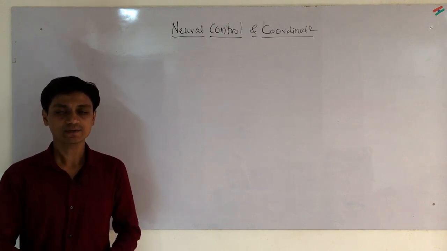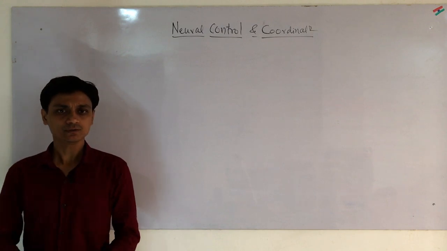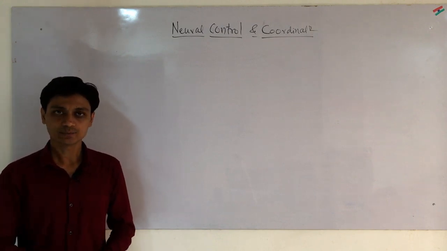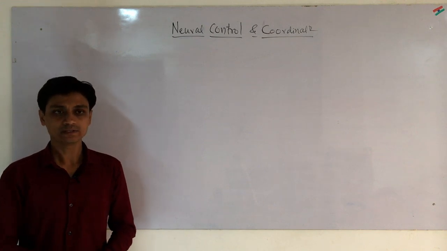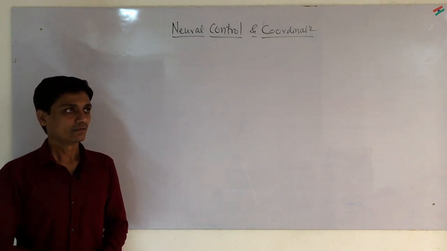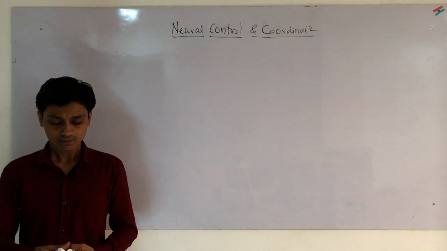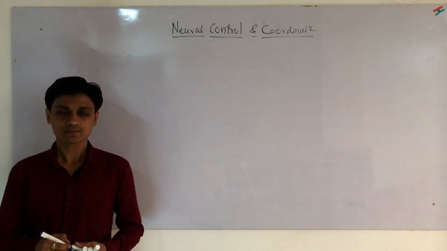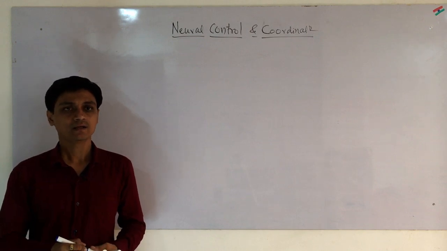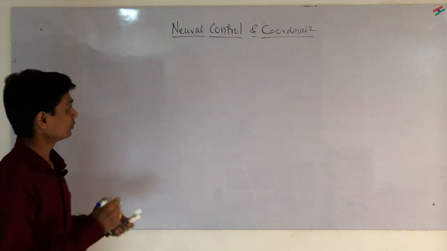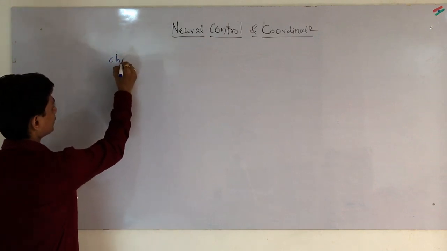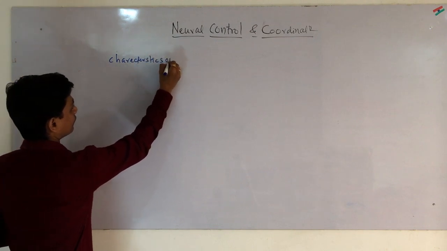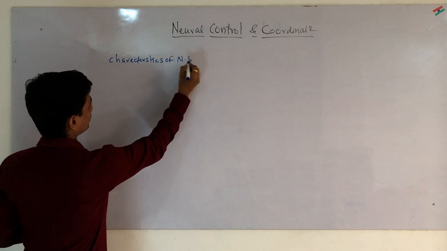Myself Kailash Vilegave. In the last video, we discussed the introductory part and content of the topic. In this video, we will see the nervous tissues. Before going toward the nervous tissue, we will discuss some characteristics shown by the nervous system. So, characteristics of the nervous system.